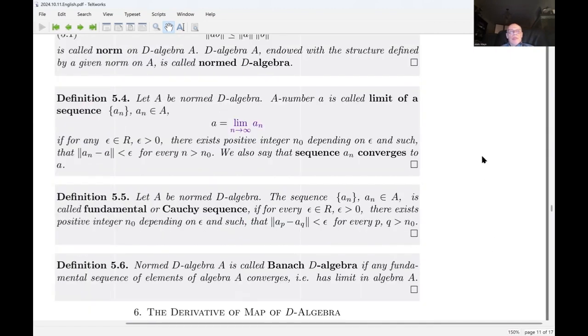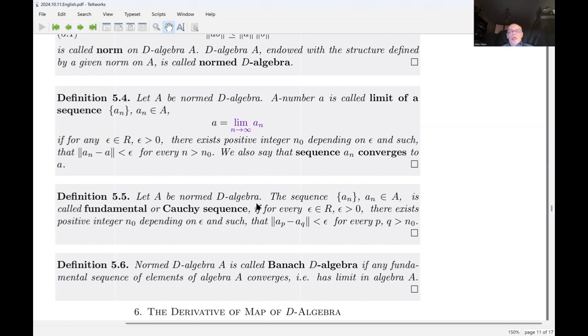Next definition. Let A be a normed algebra. The sequence a_n is called a fundamental or Cauchy sequence if for every real epsilon greater than 0, there exists a positive integer n_0 depending on epsilon such that the norm of a_p minus a_q is less than epsilon for every p and q greater than n_0. A normed algebra A is called a Banach algebra if any fundamental sequence of elements of the algebra A converges.